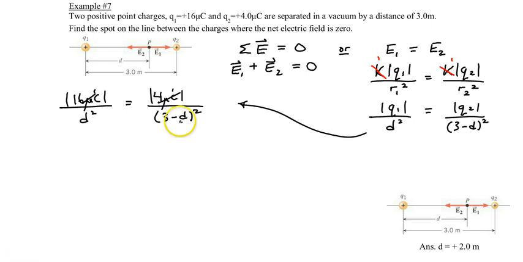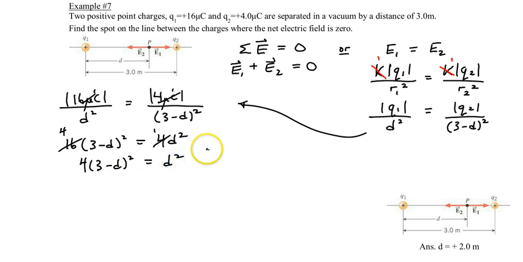Okay. You can just cross multiply here and write 16 brackets 3 minus D quantity squared equals 4 times D squared. And you can see that 4 will go into 4 once, and 4 will go into 16 4 times. So we'll have 4 brackets 3 minus D quantity squared equals D squared. Now, you could expand this out, but I'm going to try to make my life a little bit easier, and instead of doing FOIL here, I'm just going to take the square root of both sides.